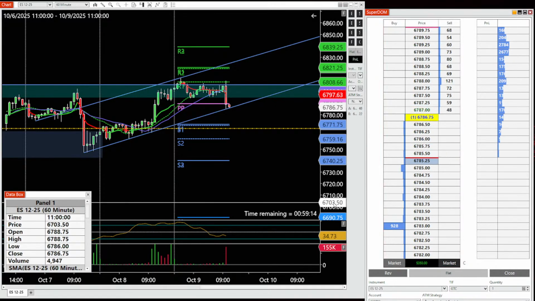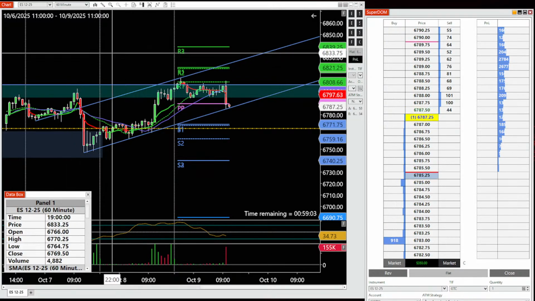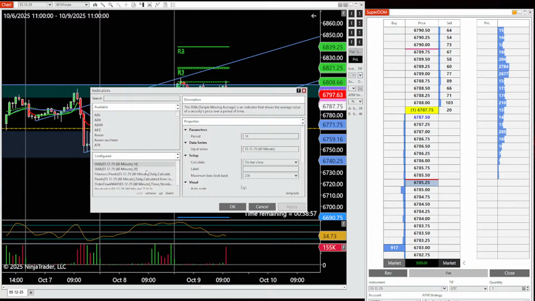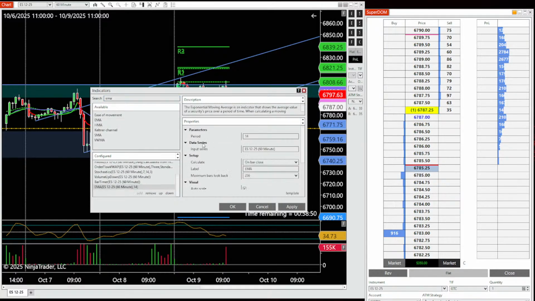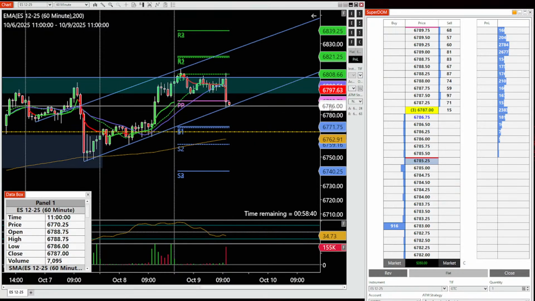Got 920.83. And if you look at 83, I don't have it on here. It's the 200 moving average. See if I can get it on here real quick. Indicators, SMA. Let's see where it's at. See if we can get the 200 moving on here. No, on here it's low.